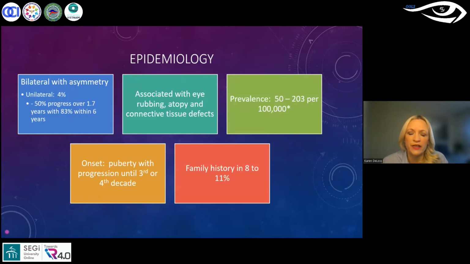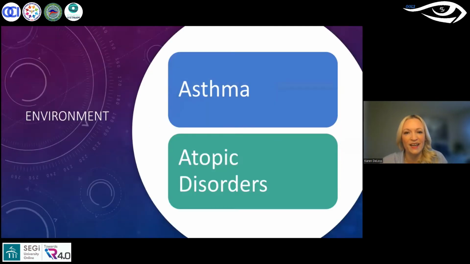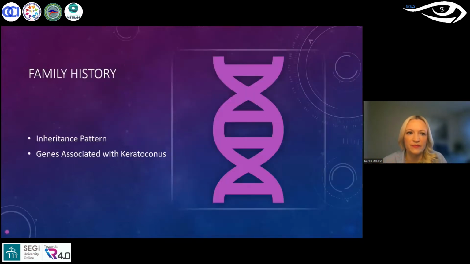And with family history, you can easily gauge that roughly 10% will have relatives with a similar condition. It's also associated with patients who have Down syndrome, Ehlers-Danlos, and osteogenesis imperfecta. Environment plays a key role. So most of your patients with keratoconus will have other conditions, a lot of allergies, asthma, and atopic conditions.